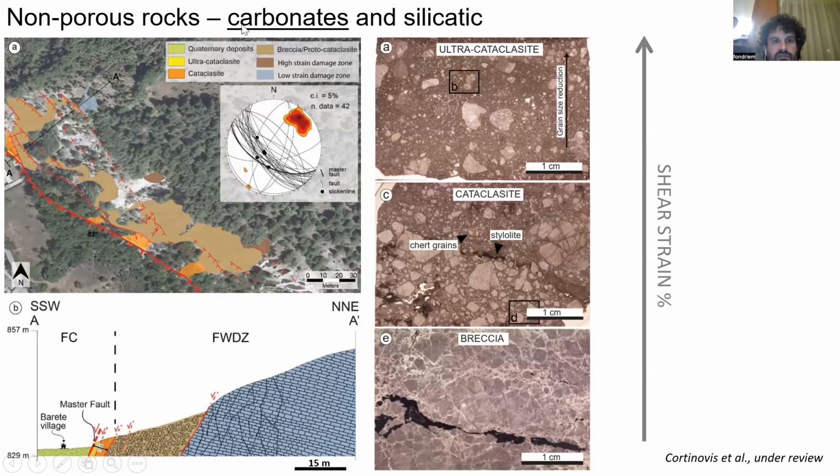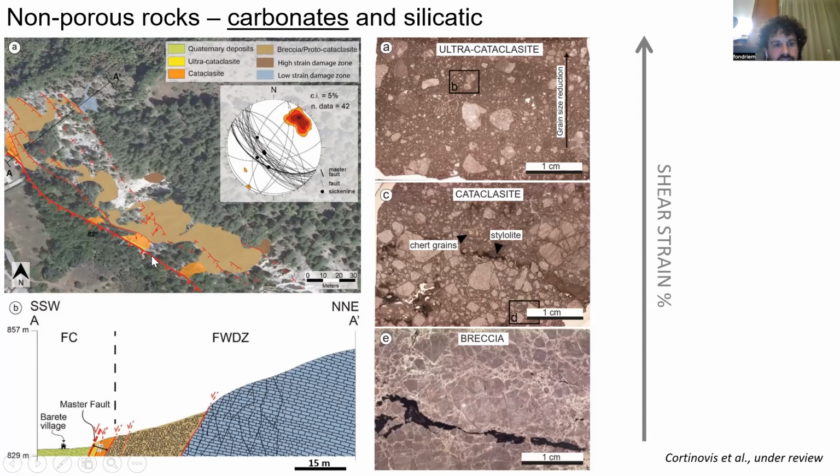If we look inside non-porous rocks, again, we are looking at carbonate rocks, moving away from the principal fault surface. This is the case again of an extensional fault. We're moving in the footwall of your normal fault and moving away from your principal fault surface. You will see different units. So in yellow and orange here, we map tens of meters thick fault core units made of cataclasites and ultracataclasites. And then here in light brown, we have breccia units.